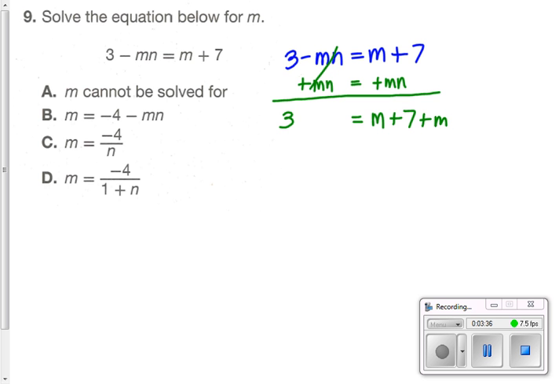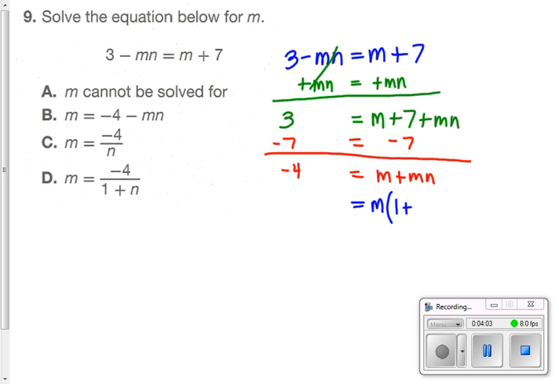Next, I'm going to go ahead and get rid of 7. In doing so, I would subtract 7 from both sides. I have negative 4 equals m plus mn. In order to get m alone, in this problem, I cannot add m and mn together because they are not like terms. So what I need to do is go ahead and factor, or basically work the distributive property in reverse. So if I factor out an m, I am left with 1 plus n.